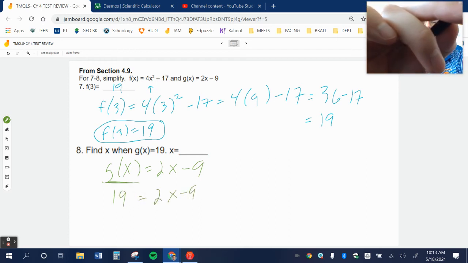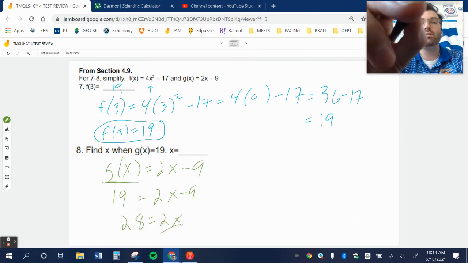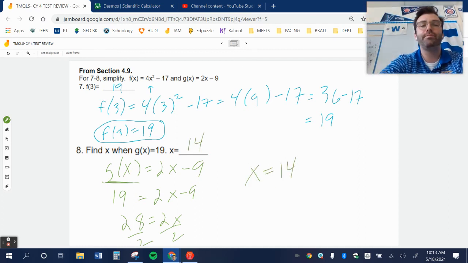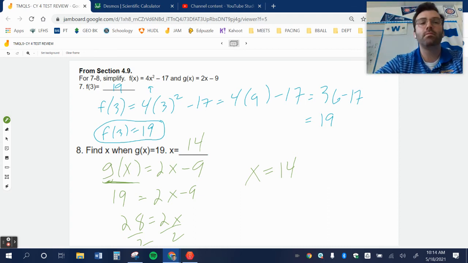Add the 9 over, divided by 2, x equals 14. That's a G. Boom. All right, we'll pick up there.